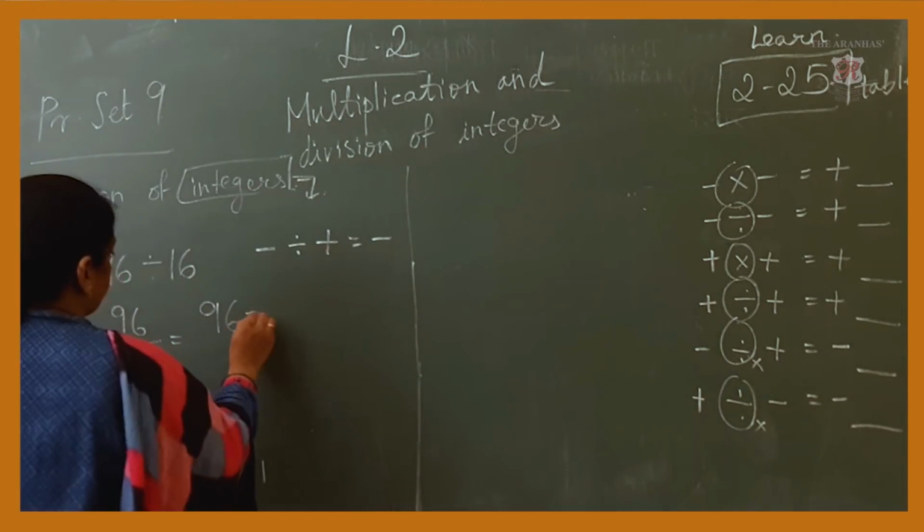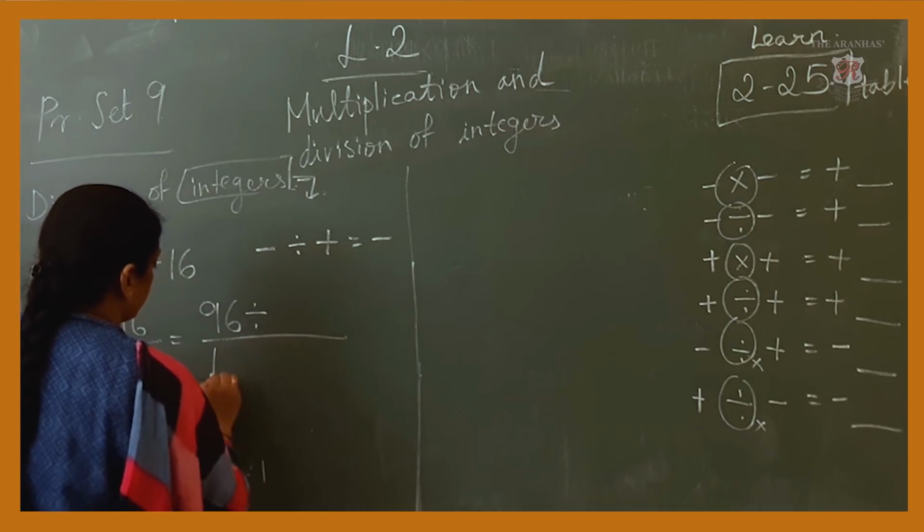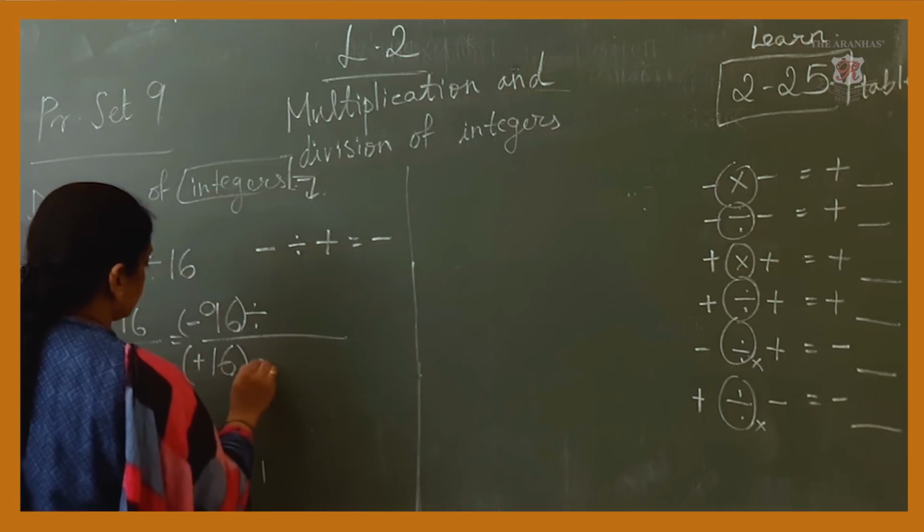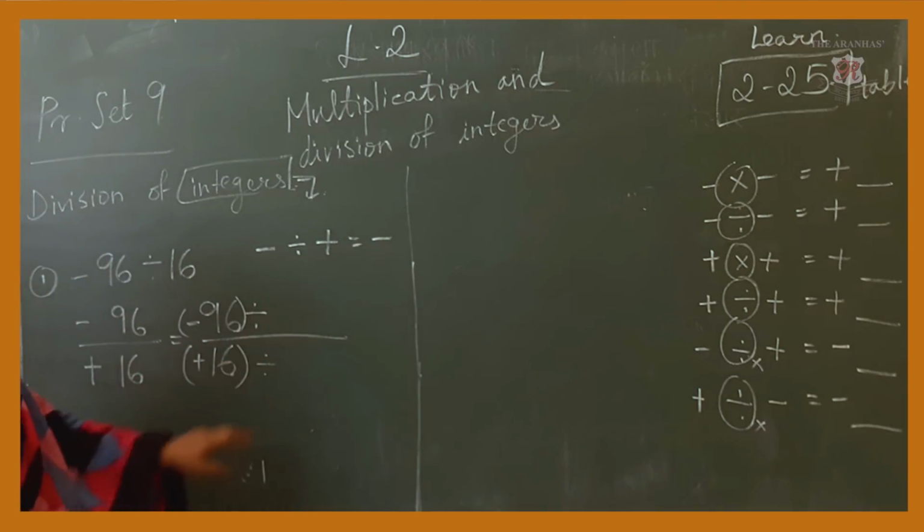Now see, for division, we have to use tables. This is our question: minus 96 divided by plus 16. With which number should I divide these numbers?